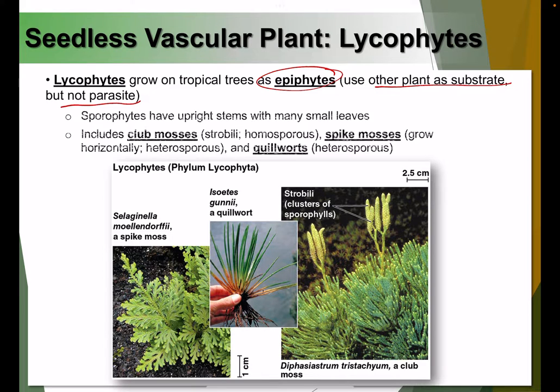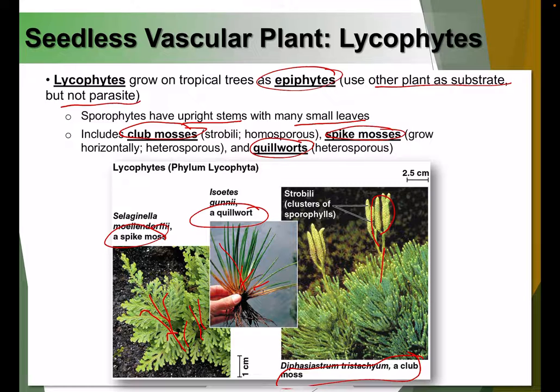And then the sporophytes of Lycophytes have upright stems with many small leaves. Lycophytes include common plants such as club mosses, spike mosses, and quillworts. So this is club mosses right here. They look like little clubs sticking out. And then you have the quillworts right here, like a little fan. And then you have spike moss right here. I think I've seen these sold at Home Depot. If it's not spike moss, it's probably a related species.